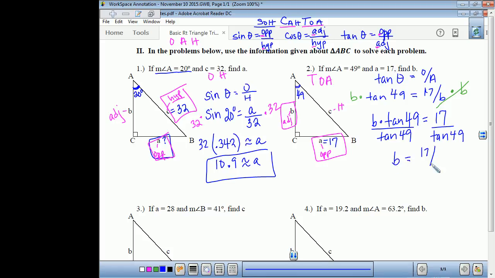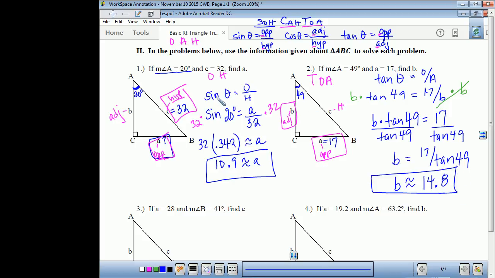Now to solve for b, you're going to divide both sides by tangent of 49. So 17 divided by tangent of 49 is what we'll press into our calculator. And that gives us approximately 14.8.